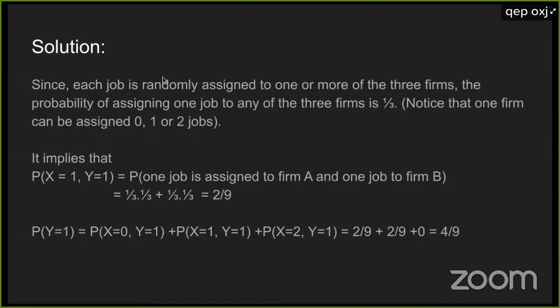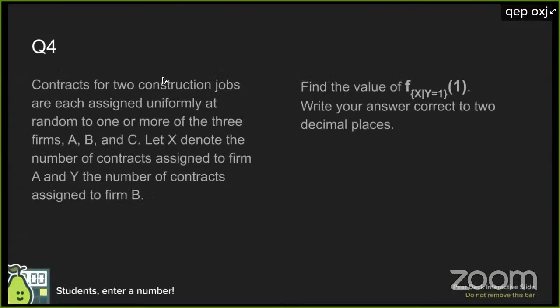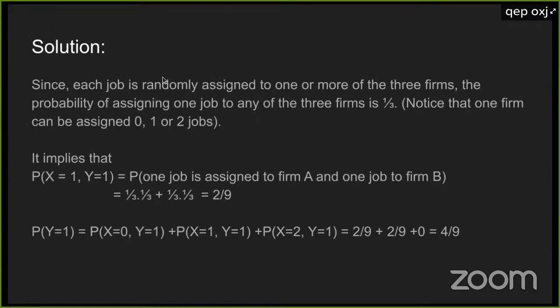Now notice that the job assigned to one of the firms can be more than one or it can be one, right? So A can have 0 jobs, 1 job or 2 jobs, right? Is it okay? Yes. Right. So what is the meaning of x equals 1 and y equals 1?